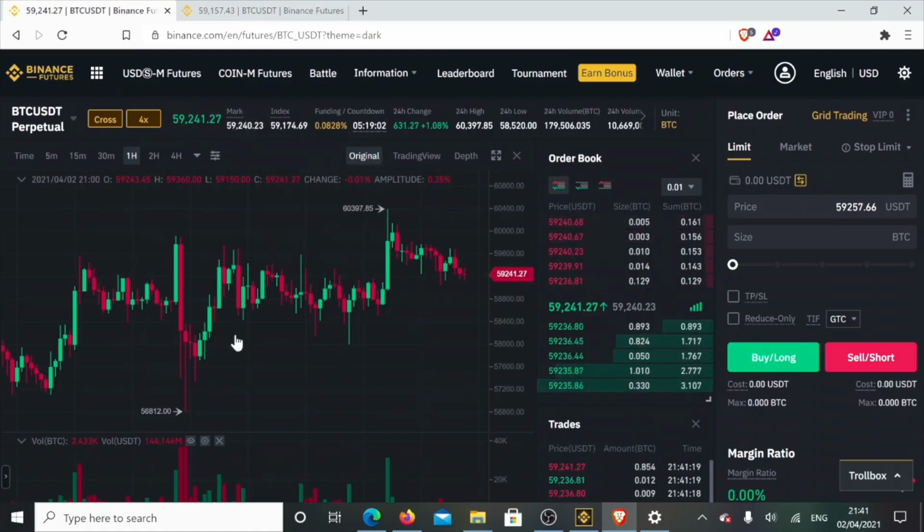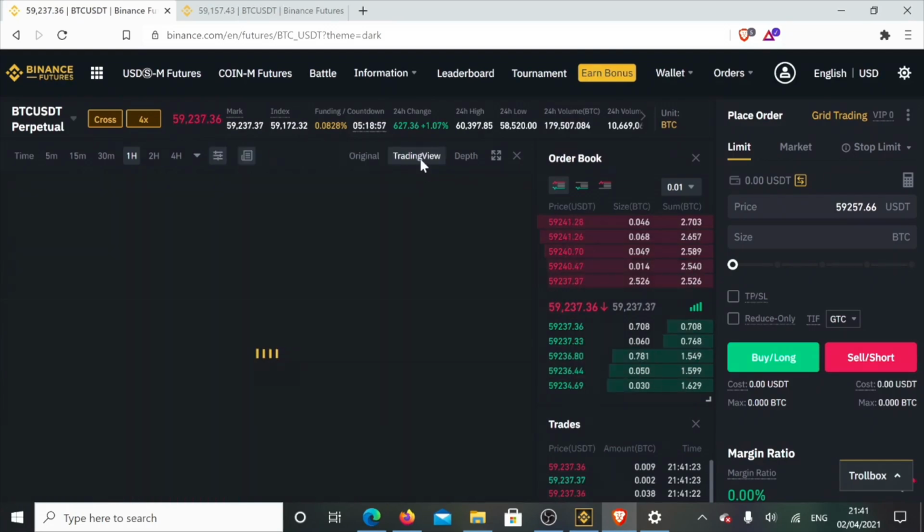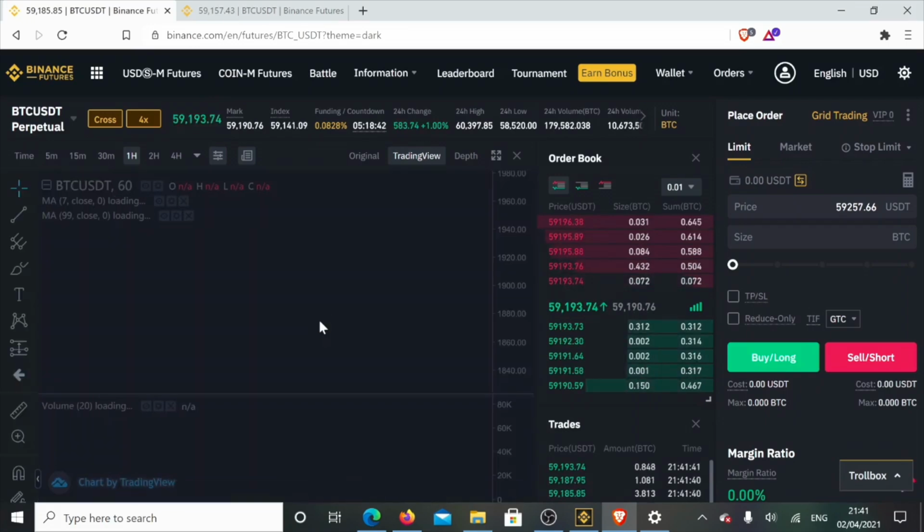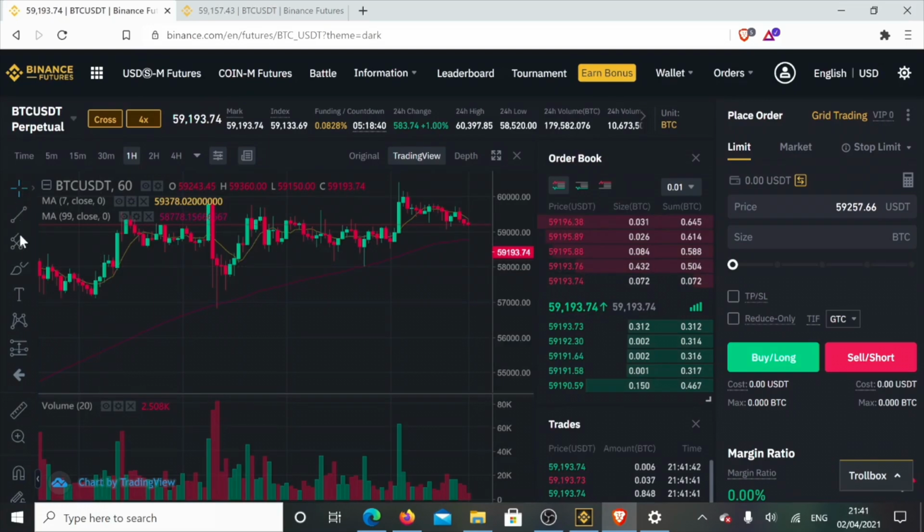Okay, this is original. And here you can click on TradingView. TradingView is more detailed. Actually, I don't even use Binance itself for technical analysis. I do it on another place, on TradingView itself. So here you can click on TradingView. It's loading. You can see it's more detailed. You can see a lot of indicators and tools here. You can draw graphs, lines, put text, put your triangles and all of this. So that is what TradingView means.